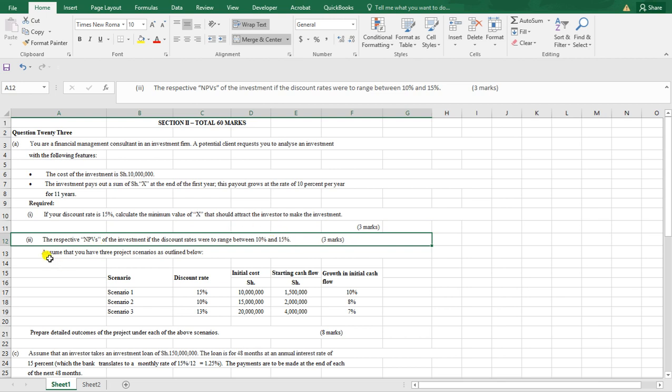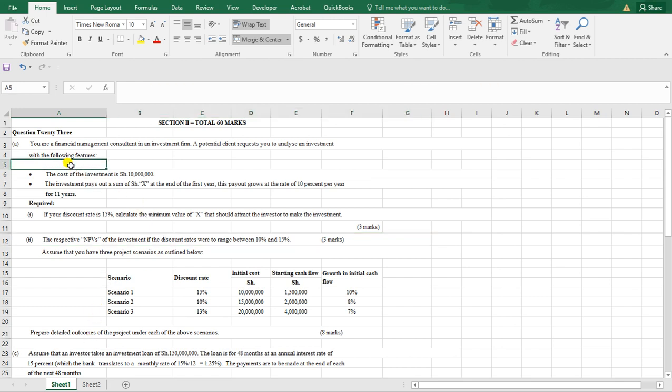Then part B, we are told to assume that you have 3 project scenarios as outlined here. We are supposed to prepare the detailed outcomes of the project under each of the above scenarios. So let us jump in and start and see how we are going to work this one out. First of all, we start with part 1.